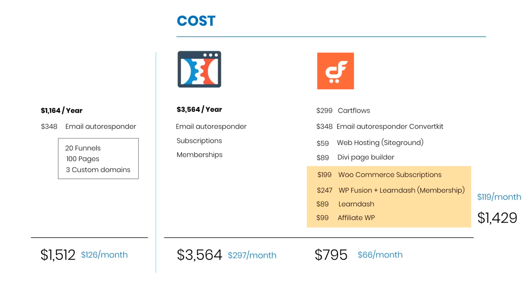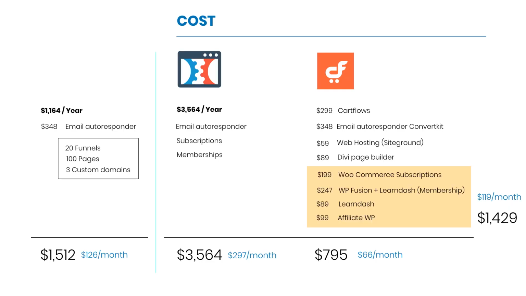So let's say you want to add some extra features. So for example, maybe you're selling a product or a service which is subscription based. This is where you want to buy an extra plugin here called WooCommerce Subscriptions. It costs $199. And let's say you want to add some sort of learning management system and you want to have your courses on your website. This is also going to cost you another $247 because WP Fusion will allow you to integrate all this together. And you're also going to need the LearnDash plugin, which costs $89.